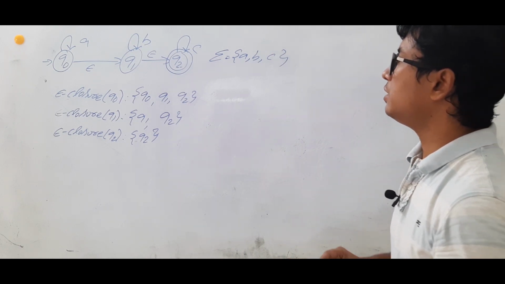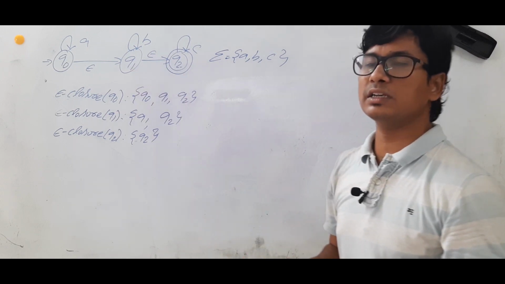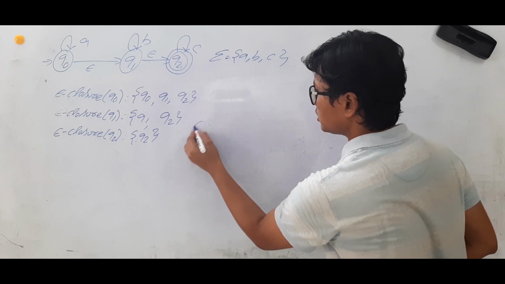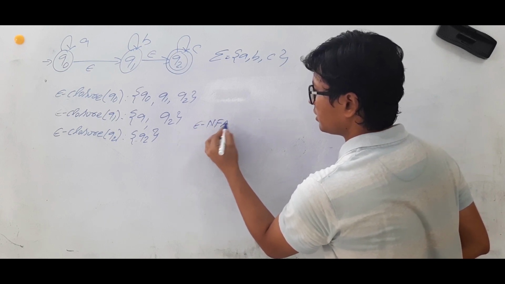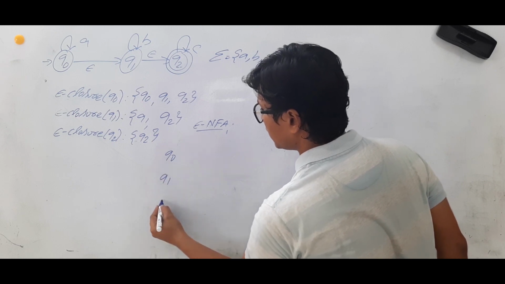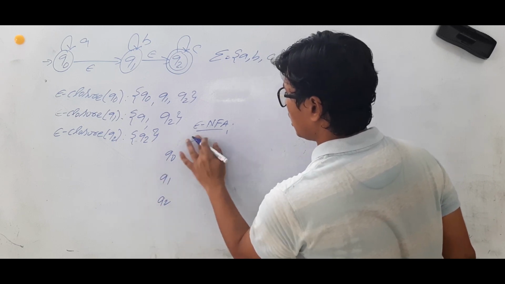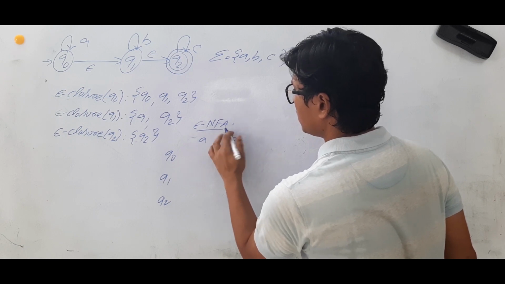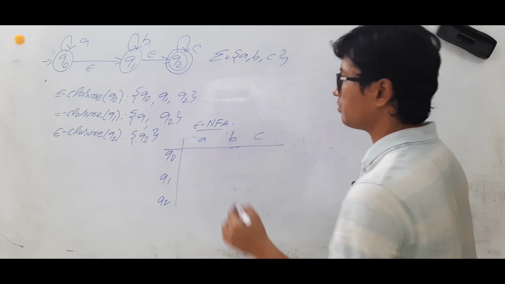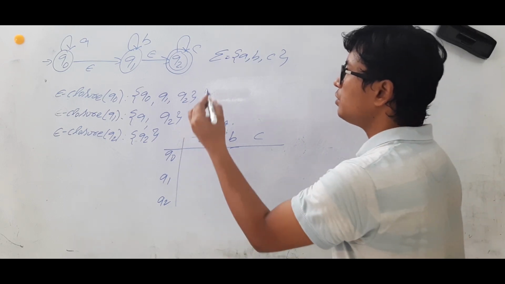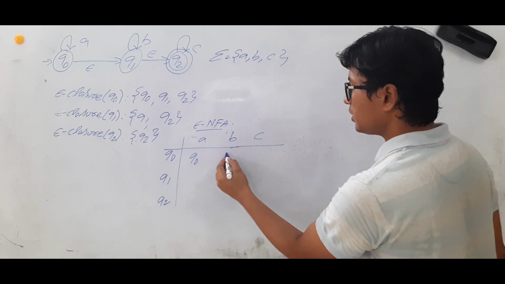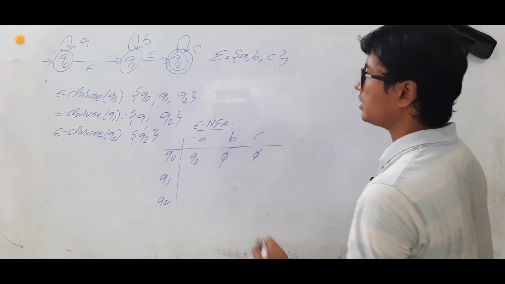Then what should I do? I have to find the transition table from the transition diagram. So the transition table for the epsilon NFA has Q0, Q1, Q2 on A, B, and C also, I forgot to mention. Q0 on A, where is it going? Q0 itself. On B, is it going anywhere? No. On C it is not going anywhere.